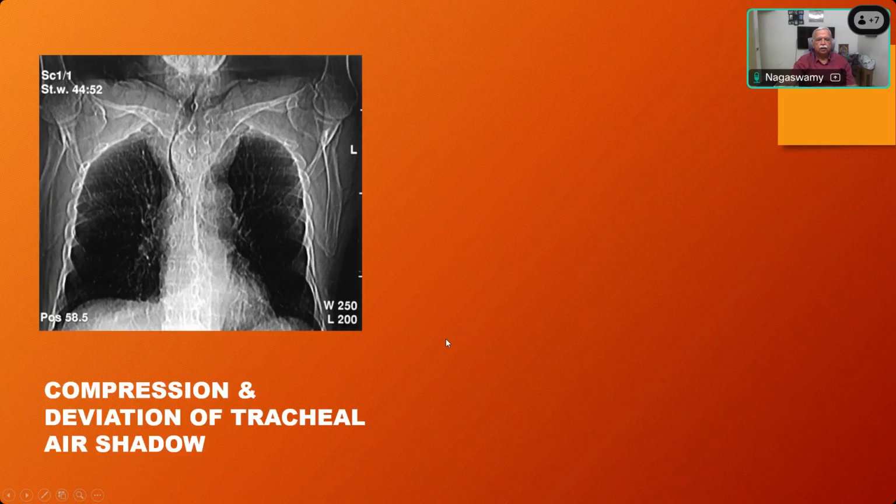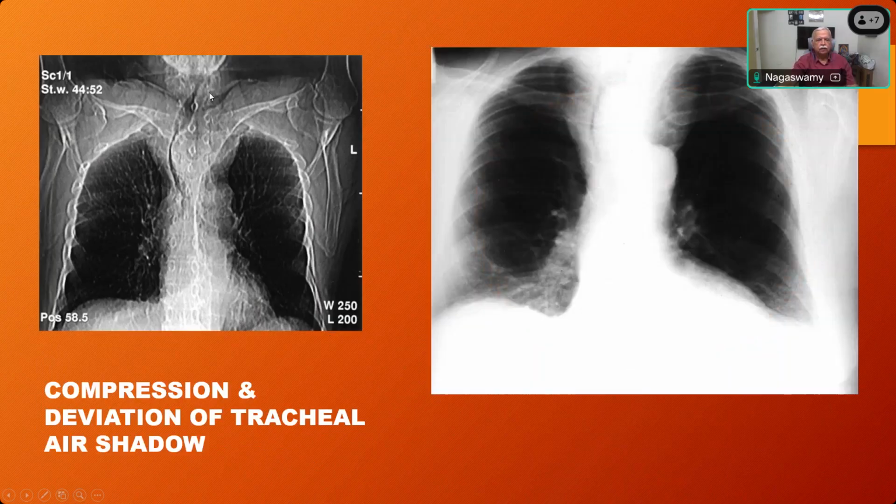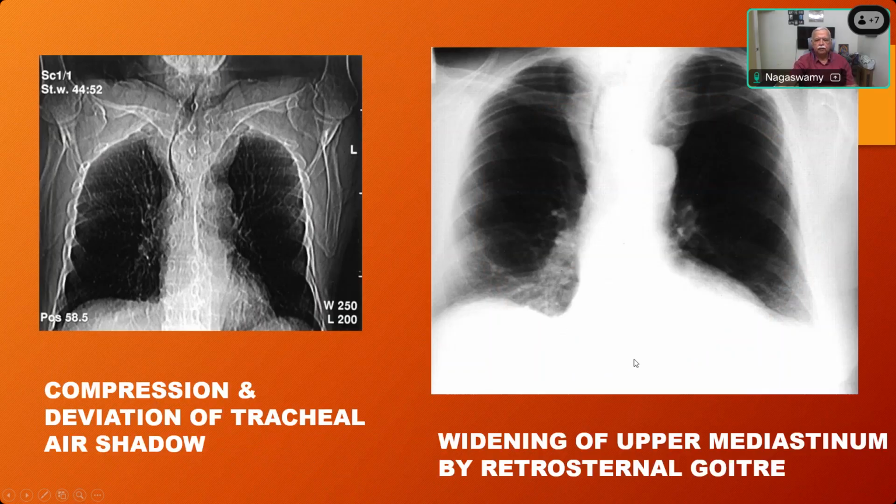This is the X-ray showing the compression. So this is just for the ASCII sake. I thought I will put this so that you will remember. Compression and deviation of tracheal air shadow that happened because of this. And this picture, widening of upper mediastinum by retrosternal goiter. You can see there is a widening of the, normally it will be a very narrow portion. It is widened because of the retrosternal goiter.